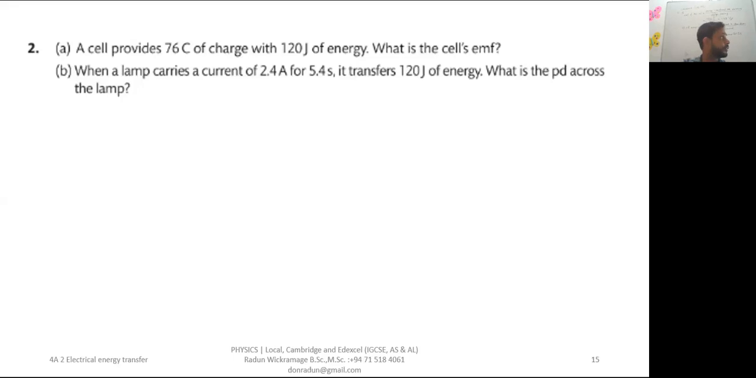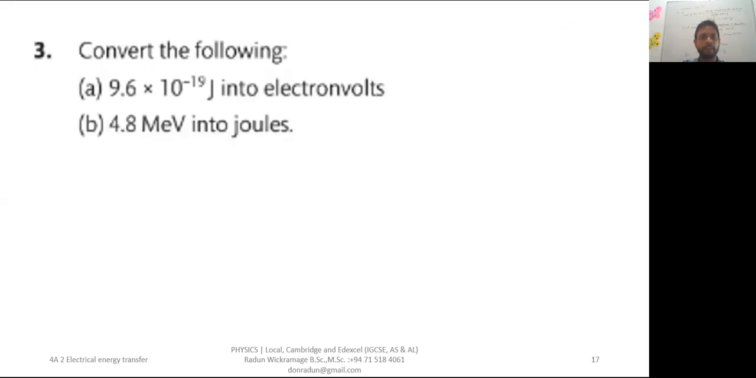Okay, so after these two parts of the second question, the third question is on unit conversion. I'm not going to do that now. 9.6 times 10 to the power minus 19 joules, you have to convert it into electron volts, and 4.8 mega electron volts into joules, right? You can easily do that because we have done one question like that.